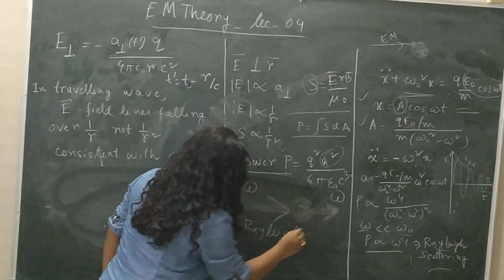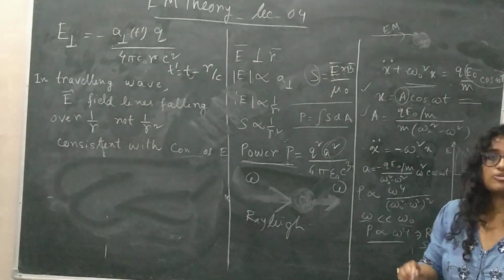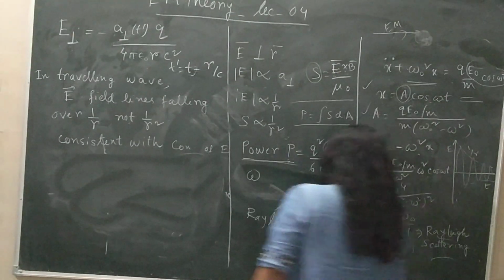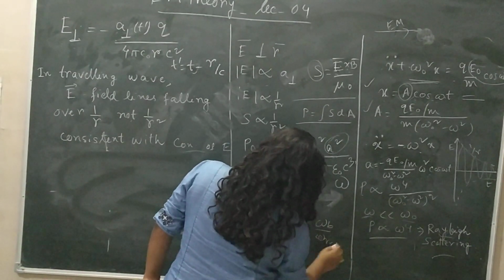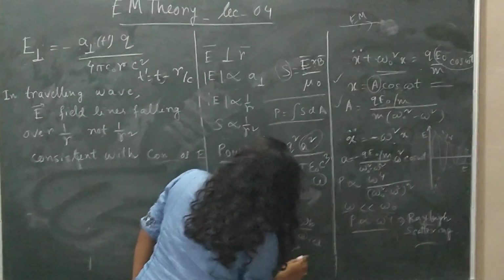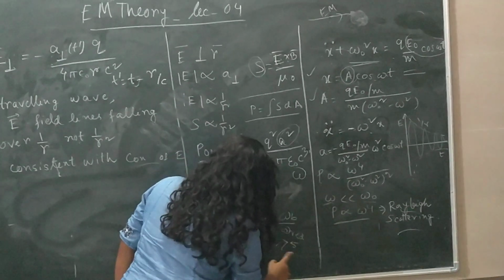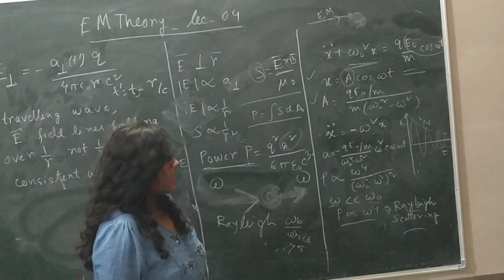And we all know that blue light has a much higher probability of scattering than red light, because of the omega to the power 4 dependence: the probability of scattering for blue light is about 5 times greater than for red light. That's why the sky looks blue.